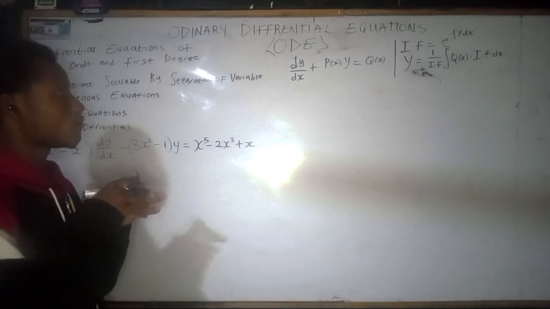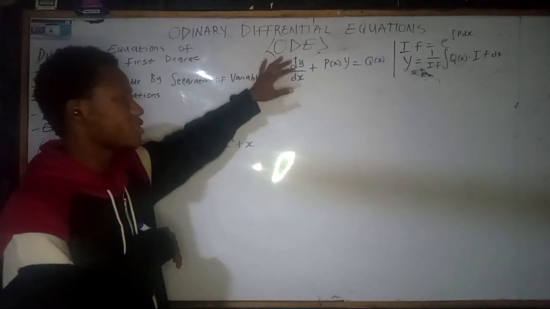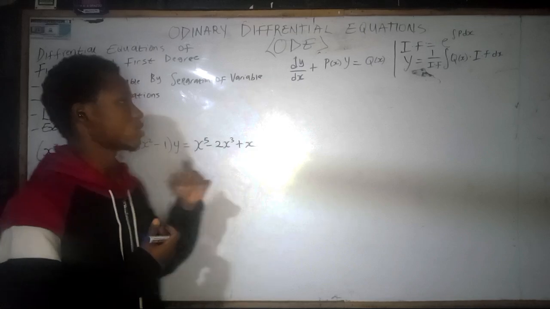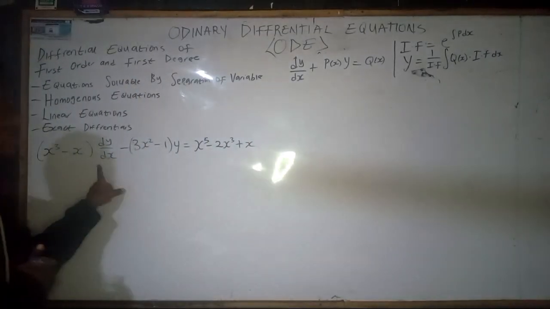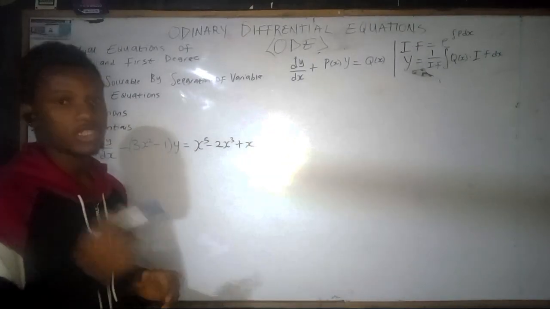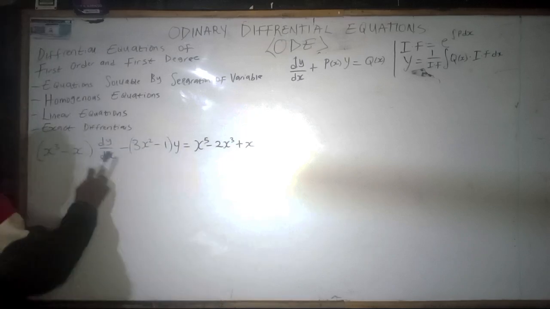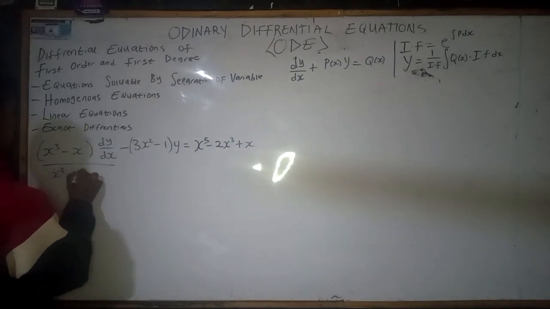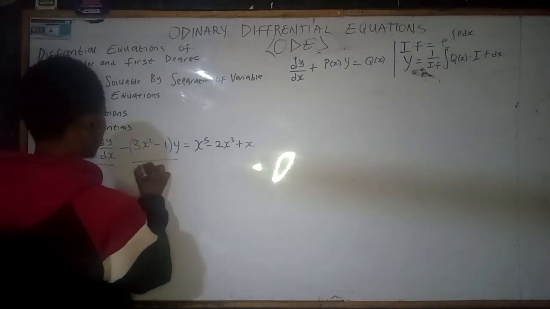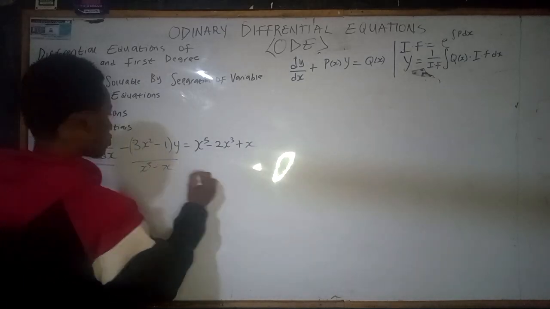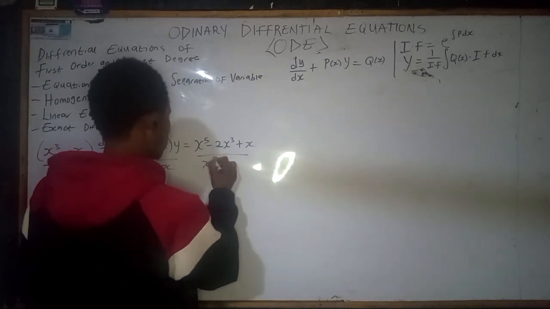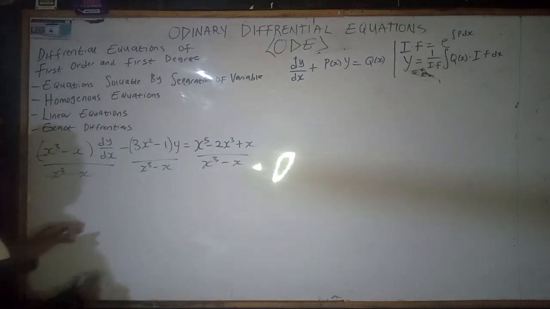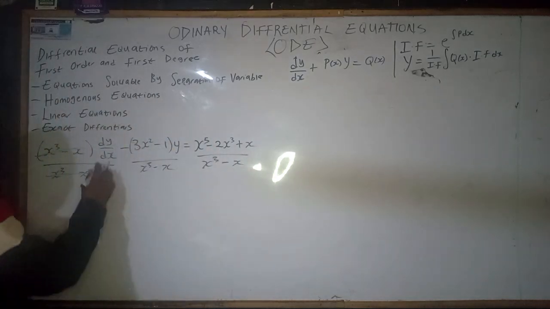So now, first of all, in this place here, the dy/dx is isolated. So now we have to make sure that the dy/dx is isolated over here also. So what we do is divide everything by the coefficient of the dy/dx. So we divide all by x cubed minus x, divide this by x cubed minus x, and also divide this by x cubed minus x, so that it cancels here, and then we have it here and we have it here. So now let's move on.